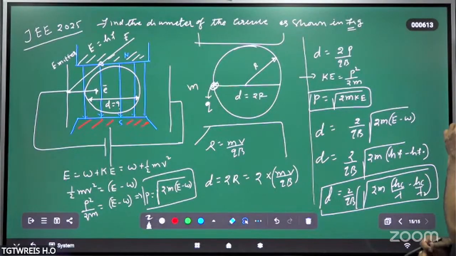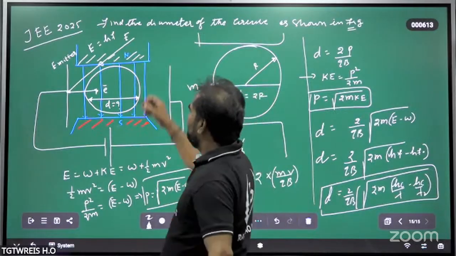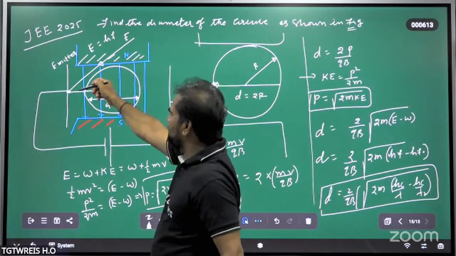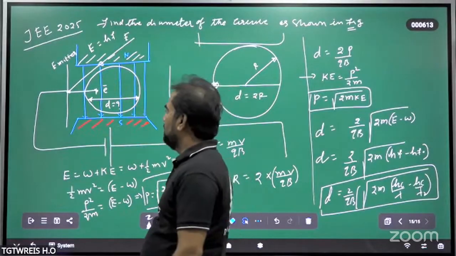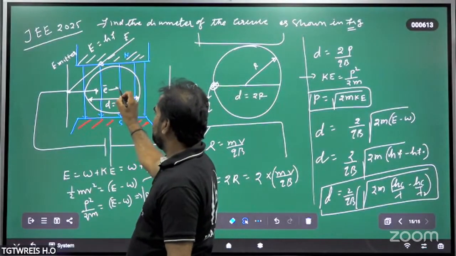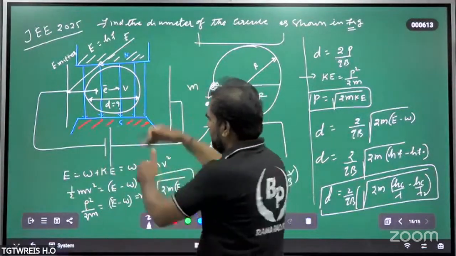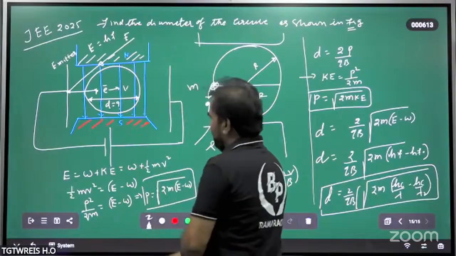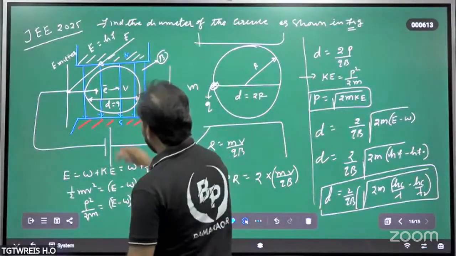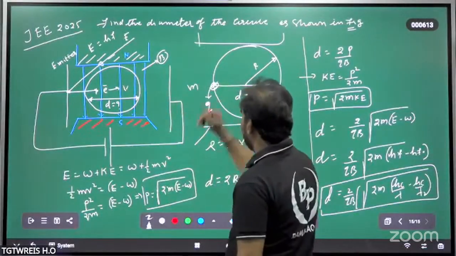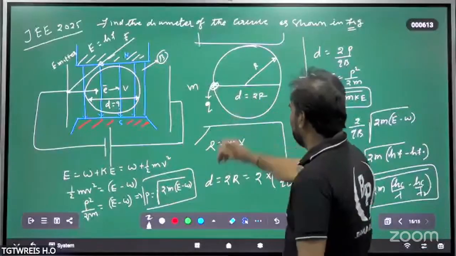See the problem once again. In the Einstein photoelectric equation, a photon of energy h nu is incident on an emitter. The electron is emitted with a certain velocity v. When it is emitted, a magnetic field of induction B is applied perpendicular to its motion. Then find the diameter made by the electron in that magnetic field. We have to calculate D.